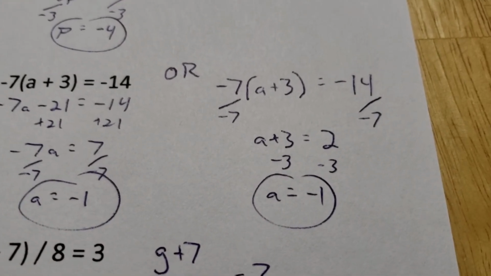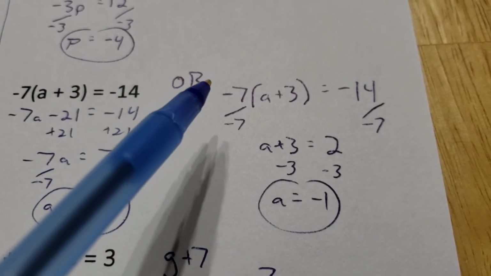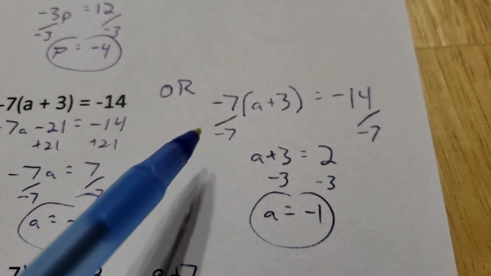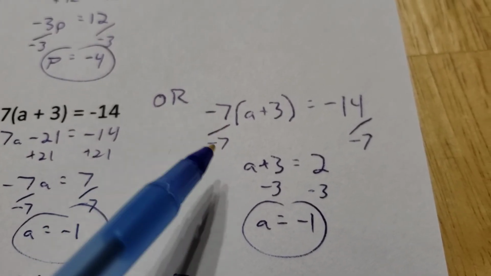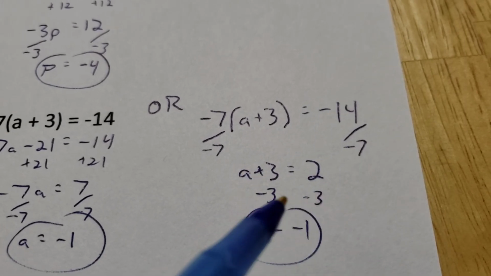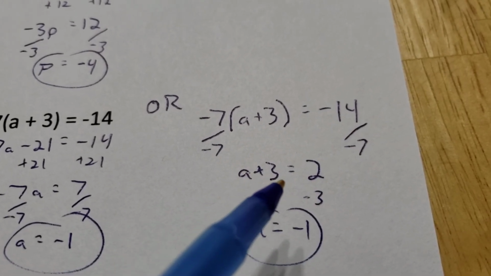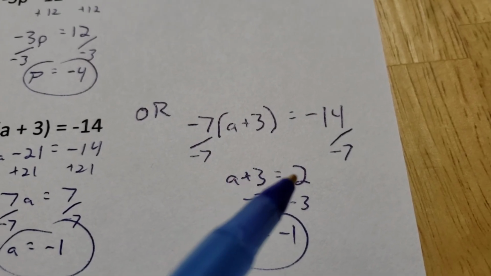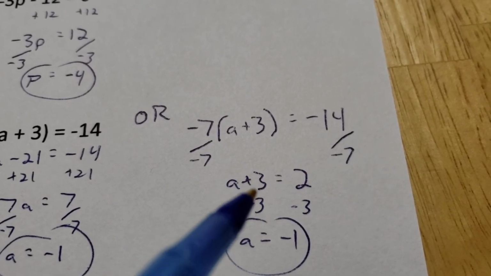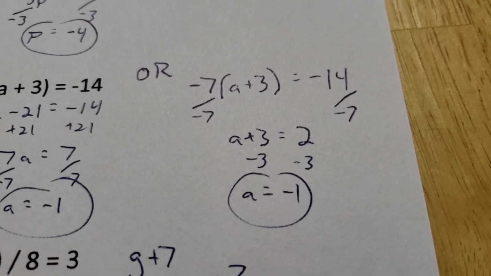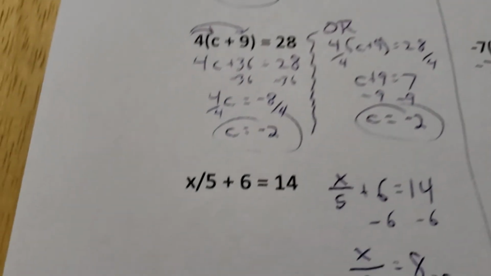Now let's look at what happens if I did not distribute. Instead of distributing and multiplying to this quantity, I'm going to divide by negative 7 on each side first. Clears out this side, and negative 14 divided by negative 7 is a positive 2. So I'm left with a plus 3, because I haven't touched the inside of the parentheses yet. A plus 3 equals 2. So I'll get rid of a plus 3 by minus 3, a equals negative 1. So either way, you can solve those ones.